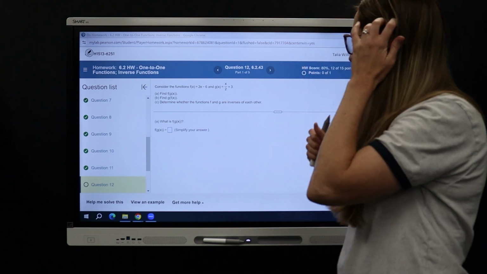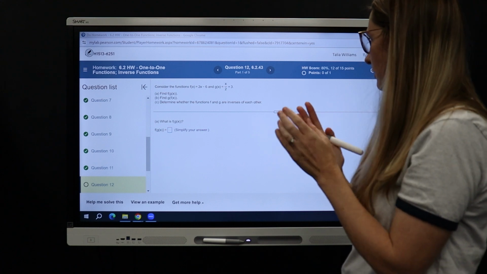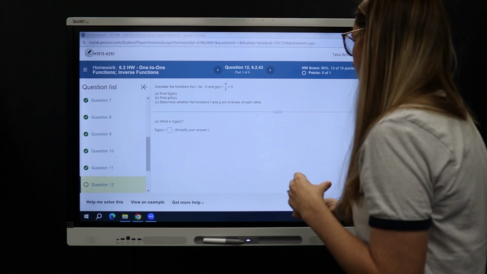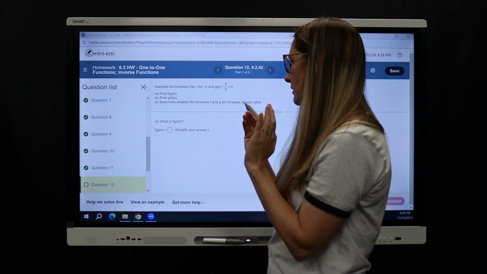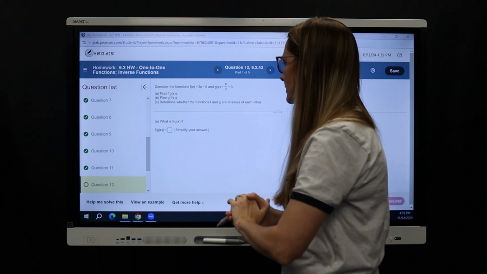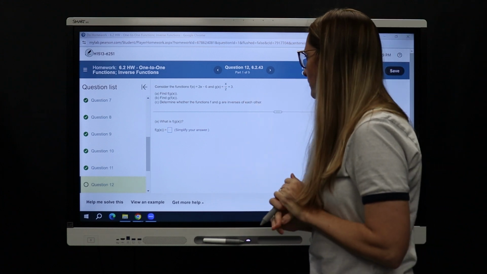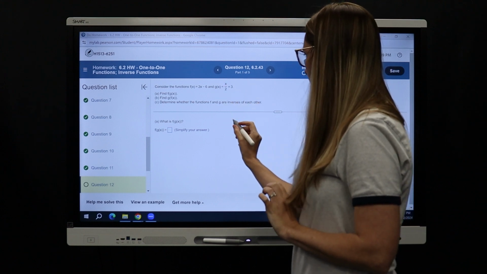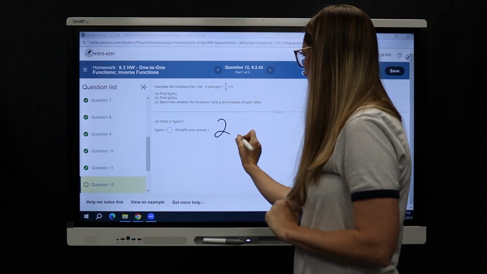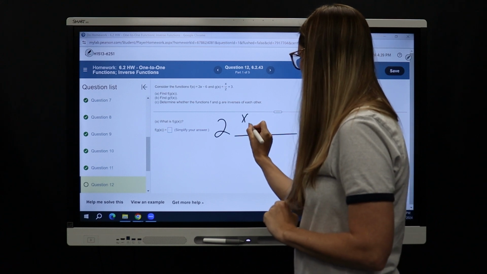Okay, here's our algebra part of this. Because when we do the inverse of these, there's supposed to be a very interesting thing that happens. Okay, so f of g of x, we're putting the g function into the f function, so I'm going to have 2, and then instead of x, we're going to put the g function in here.